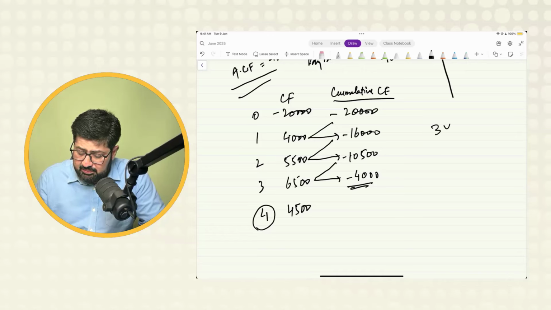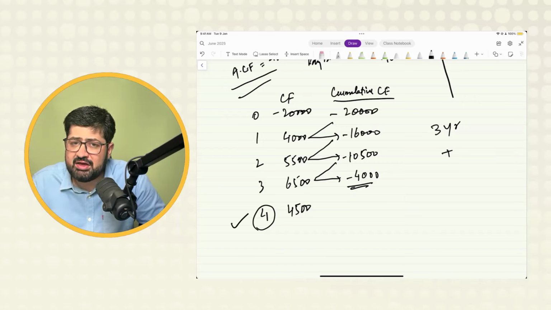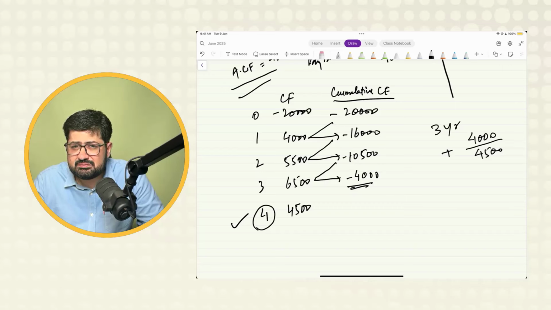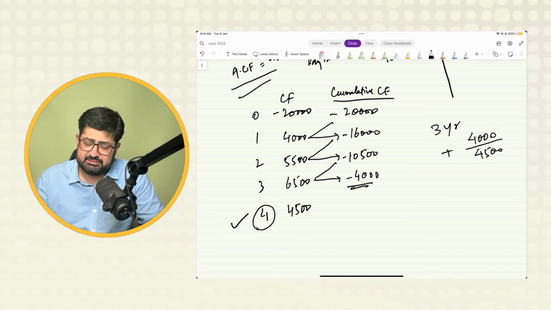So 3 years complete plus part of year 4 will be utilized to calculate the payback period of this project. So how much part? 4,000 we need, and there is 4,500 in year 4. So part of that will be utilized. So that can be calculated as 3 years plus.